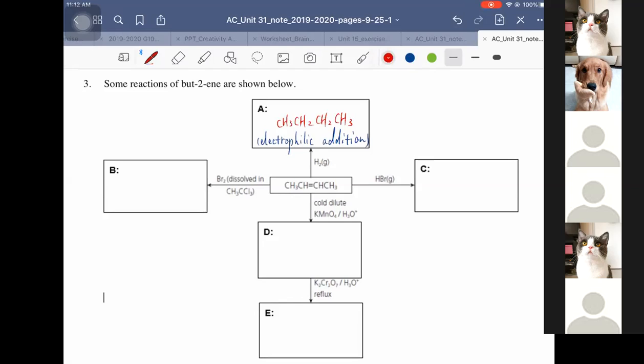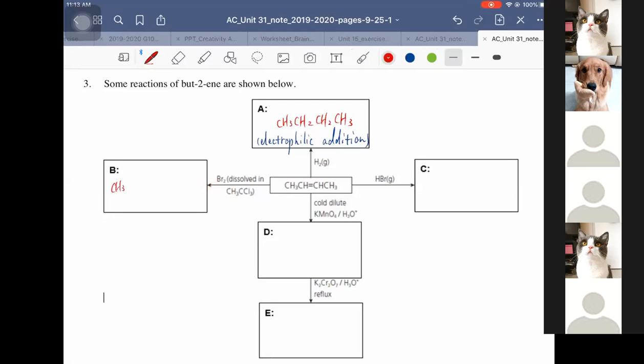Okay, and then take a look at B. This one, again, the butene molecule is reacted with bromine, which is dissolved in organic solvent. So no water is present here, no OH ion. So in this case, again, it will undergo electrophilic addition, and bromine will just add on both sides of the double bond. Okay, so we can draw the product.